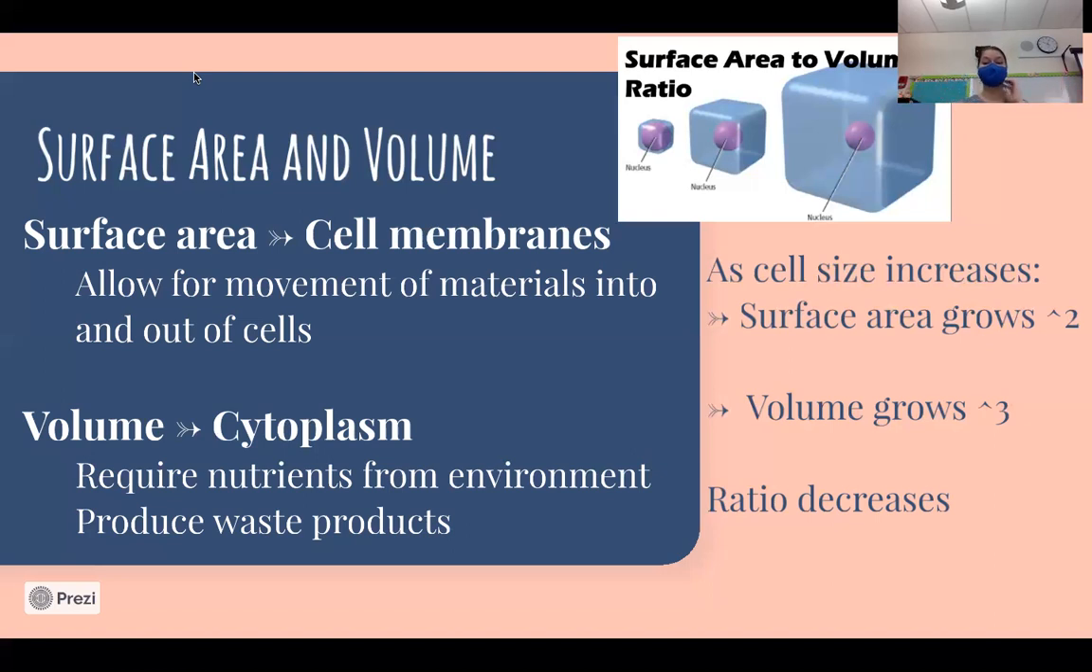So really what it's coming down to is as that surface area to volume ratio drops, efficiency drops. You become a less efficient cell. So what can you do if you're a cell and you're kind of big? What are your options? How can you increase your surface area to volume ratio? What do you think, Sarah?